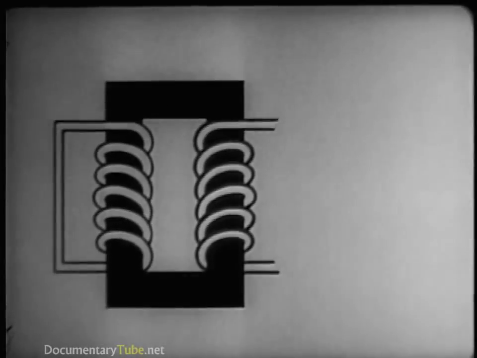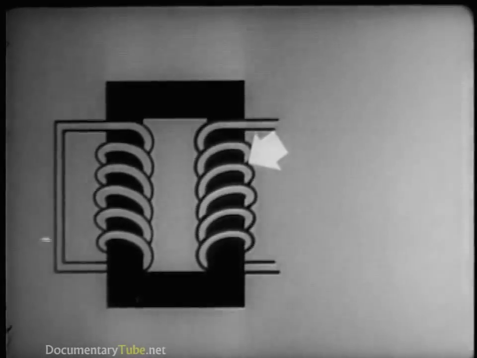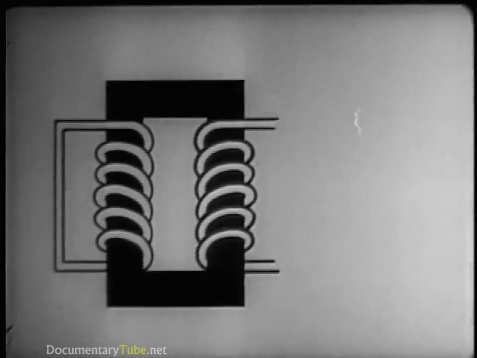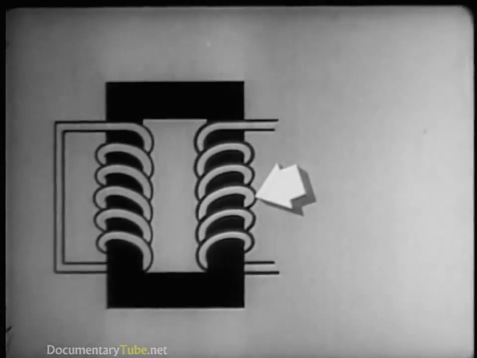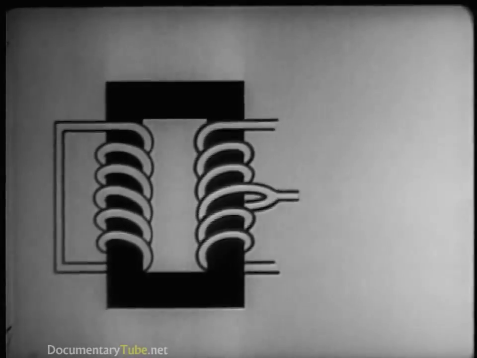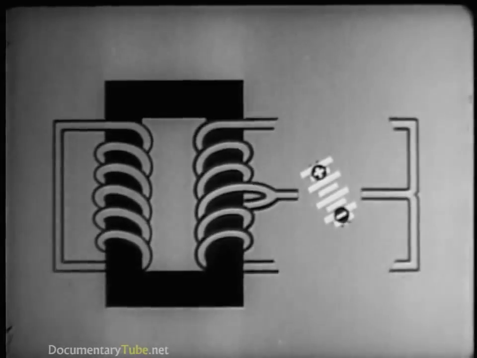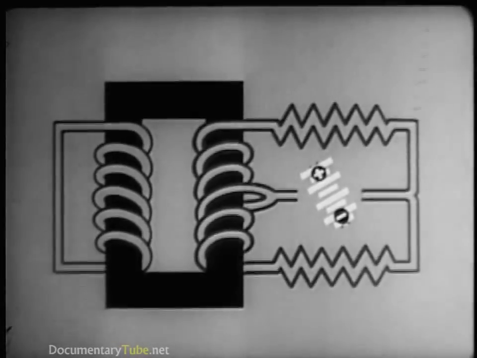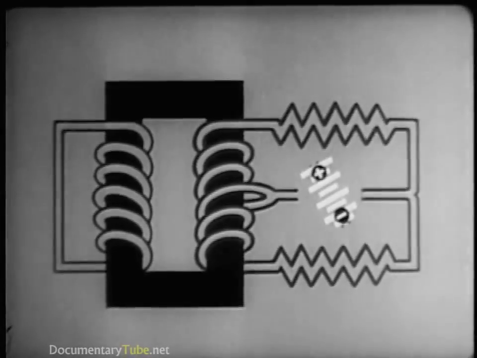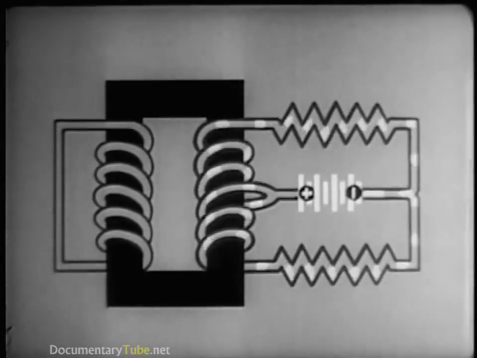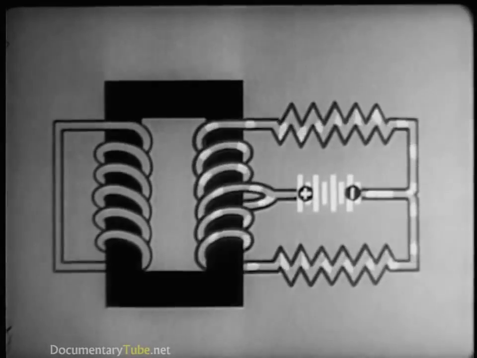So far, so good. But suppose we want current to flow in one winding without producing any effect whatever in the other winding. We can do this by connecting the exact midpoint of one winding to one side of our current source and connecting the other side through equal resistances to both ends of the winding. Now let's close the circuit and watch the path of the current.